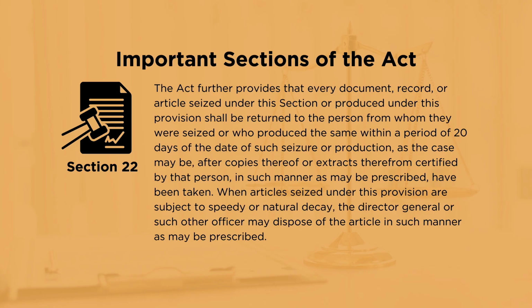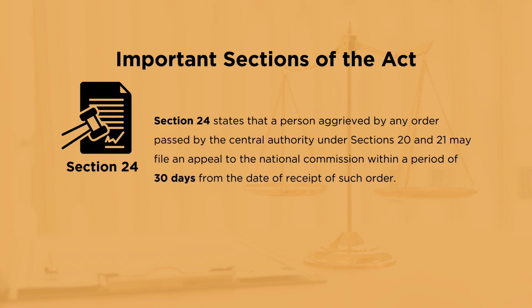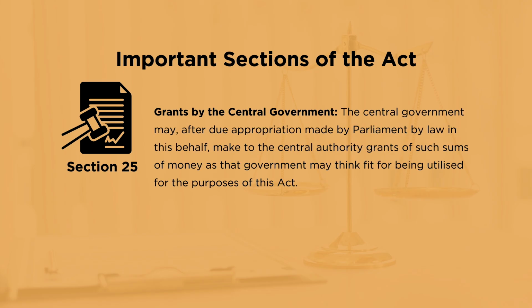When articles seized under this provision are subject to speedy or natural decay, the Director General or such other officer may dispose of the article in such manner as may be prescribed. Section 24 states that a person aggrieved by any order passed by the central authority under sections 20 and 21 may file an appeal to the National Commission within a period of 30 days from the date of receipt of such order. Section 25 of this Act deals with grants by the central government.